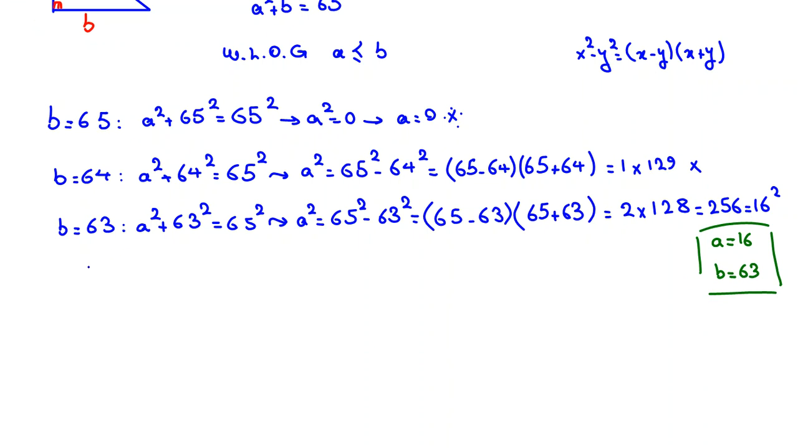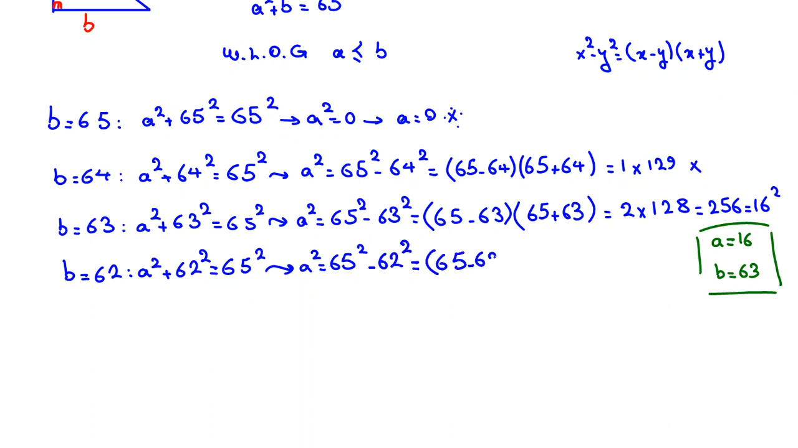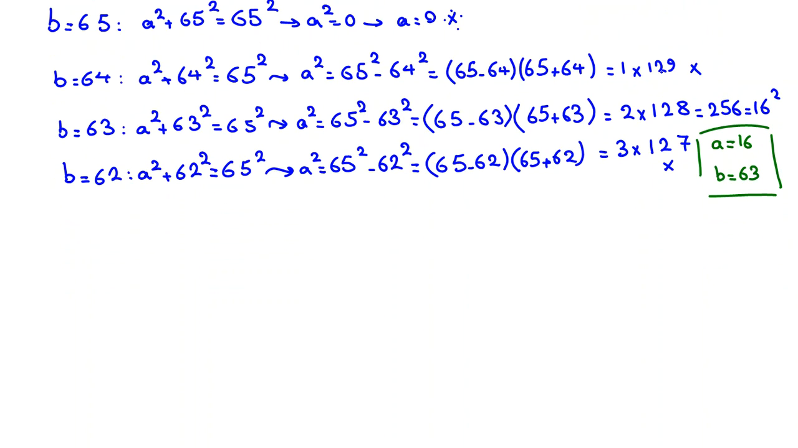Now, if we check the next one, b equals 62, let's do the same thing, and after that we will find the pattern. a squared plus 62 squared equals 65 squared, then a squared equals 65 squared minus 62 squared. So it will be 65 minus 62 times 65 plus 62, which is 3 times 127. We have a 3 here, and 127 is not a multiple of 3, so the power of 3 is 1, so it is not a perfect square. So let's check something: 1 and 129, 2 and 128, 3 and 127. The next one, if b is 61, the factors are 4 and 126.